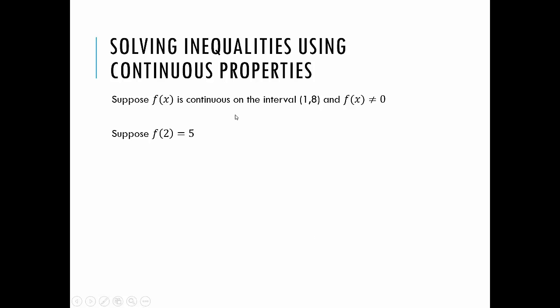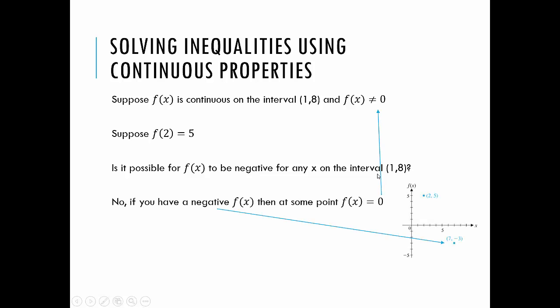So suppose f of x is continuous on this interval from 1 to 8, and suppose the value at x equals 2 of this function is 5. Is it possible for f of x to be negative for any x on this interval? Well, think about this. If f of x, which is my y, cannot equal 0, then there's no way that I could have crossed this axis.